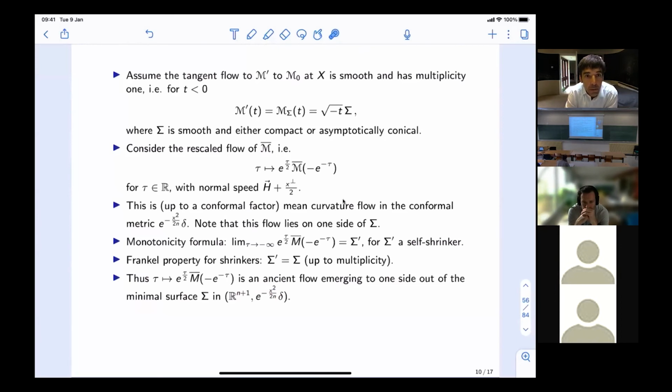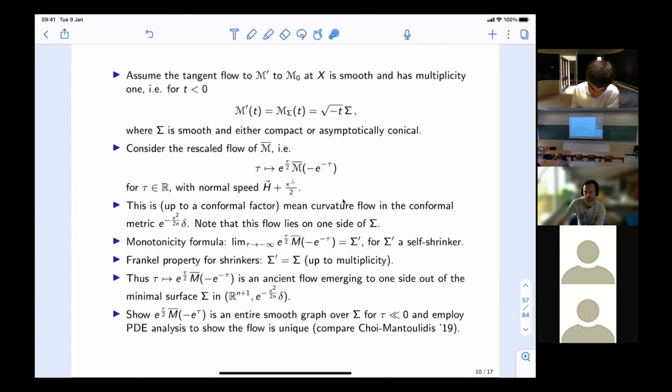But this function has a sign, so the speed has a sign. So this one-sidedness, that it comes from one side, this we use to prove that the behavior is dominated by the first eigenfunction, which goes in one direction. That allows us to prove using PDE techniques.